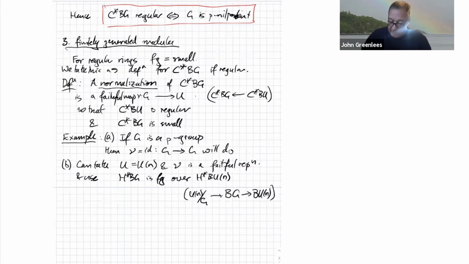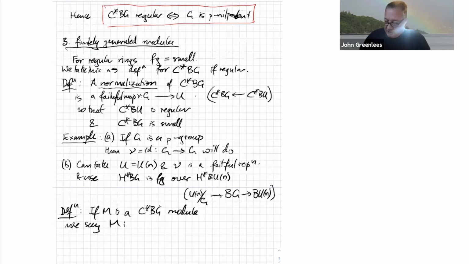But at least let's make now the definition. I can now define finitely generated modules over cochains BG. We say that if M is a cochains BG module, I would say M is finitely generated over cochains BG. Of course, this doesn't have a meaning yet. I'm defining it.